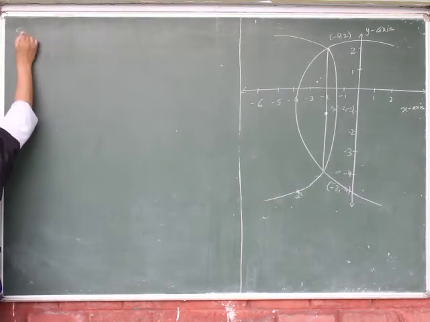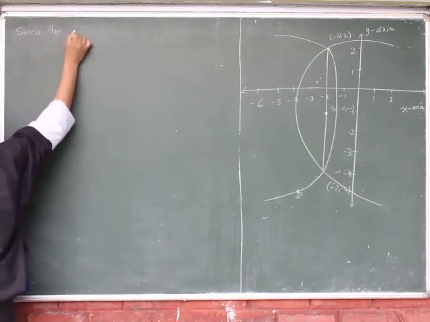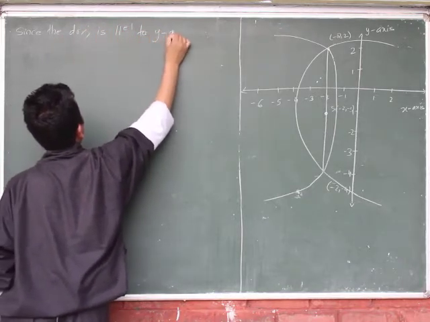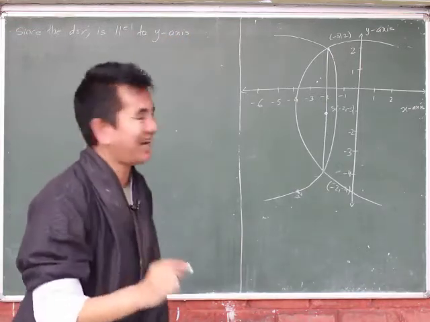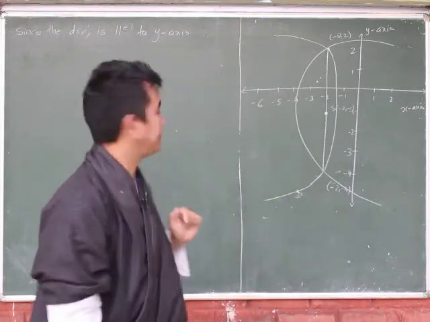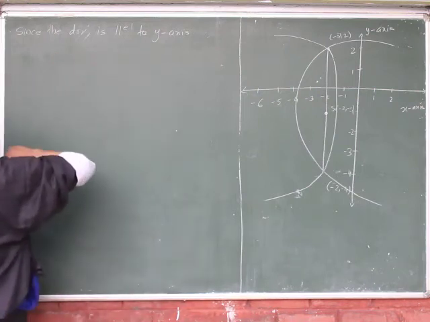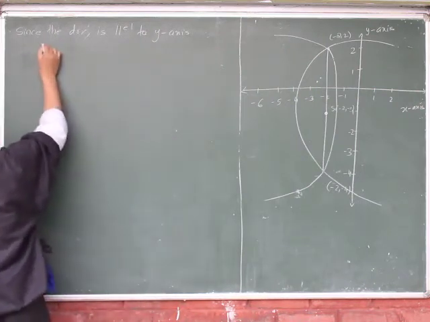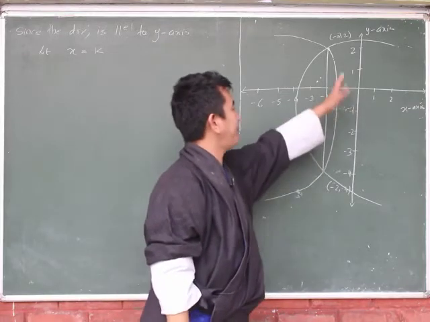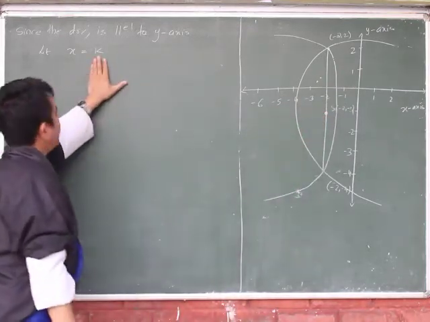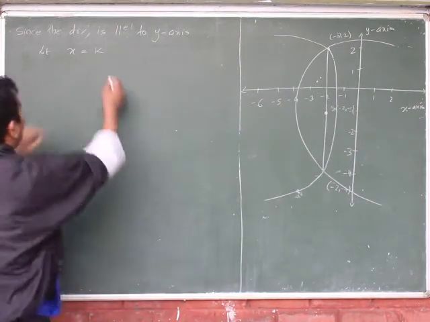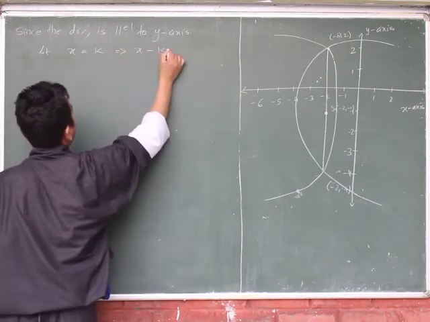Since the directrix is parallel to the y-axis and it is intersecting the x-axis, because one is concave right and one is concave left, we can write x equals k. I don't know where this directrix might be intersecting. I don't know the point, but let me take this one as k. But this directrix is intersecting the x-axis, which implies we have x minus k equal to 0.